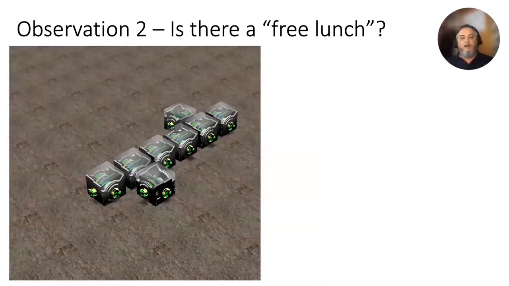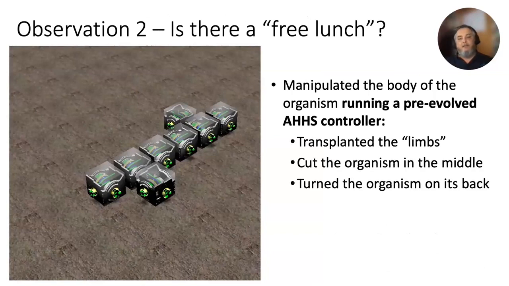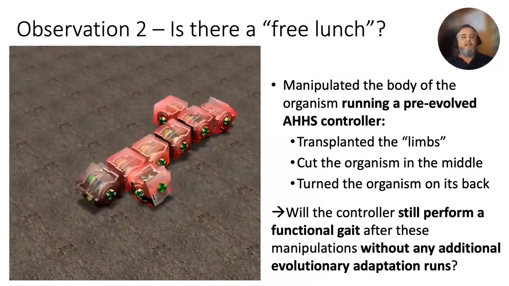Let's have a look at what we found in our second observation video. In this experiment, I took a pre-evolved controller from Heiko, which was evolved for this body shape that you see depicted here. I did an awful lot of body alterations to this organism, for example, cutting it in the middle, as I said earlier on, and then looked for whether or not it still continues with its behavior. So let's have a look.